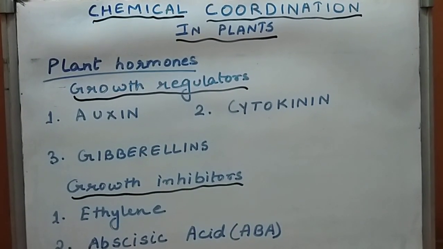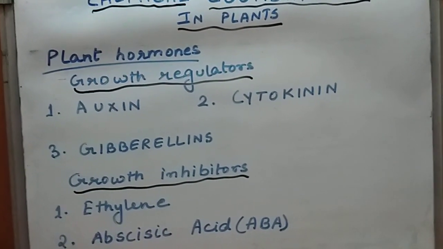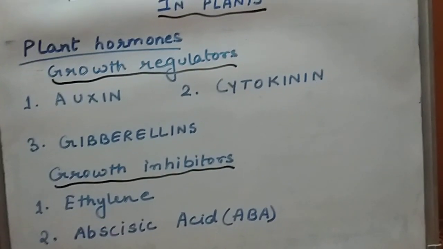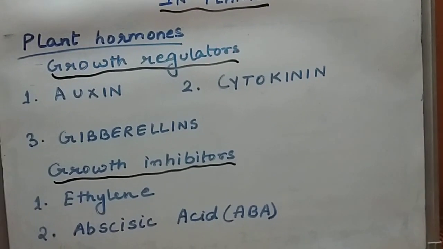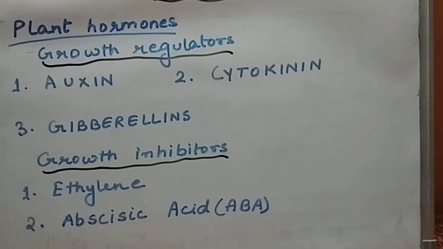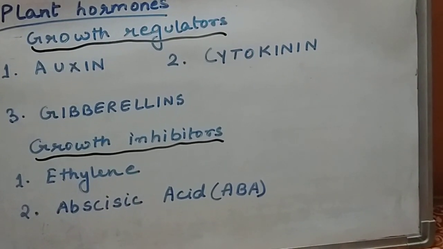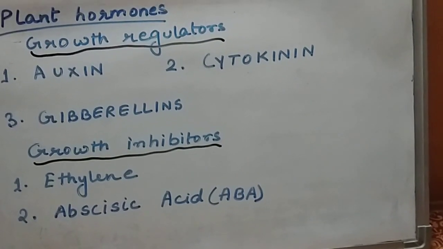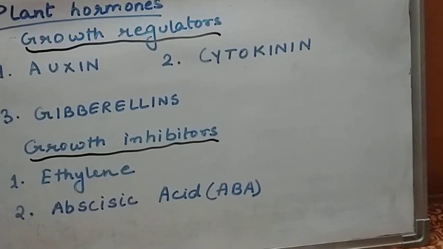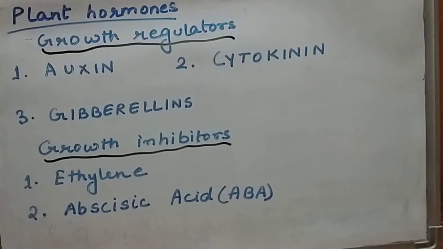So what are they? Under plant hormones category A, that is group A, growth regulators, there are respectively auxin, number 1, cytokinin, number 2, and gibberellin or gibberellins, number 3. Now these three hormones are categorized under growth regulators. And growth inhibitors, there are two of them. One is ethylene and number 2 is abscisic acid. So they are in group B, that is category 2, which are categorized as growth inhibitors that retard the growth and development of the plant.